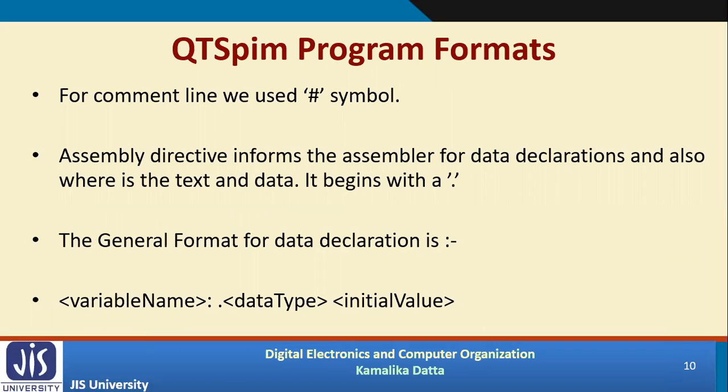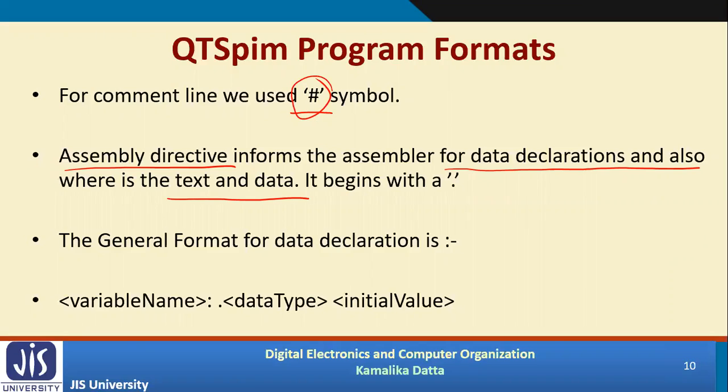this tool. For the comment line, we use hash. Remember this always. Anything we start with hash is a comment line, right? Assembly directives inform the assembler for data declaration. There are certain assembly directives which inform the assembler that, look, this is the data section, this is the text section. That means data section is where you initialize the data, and text section is where you write the text.